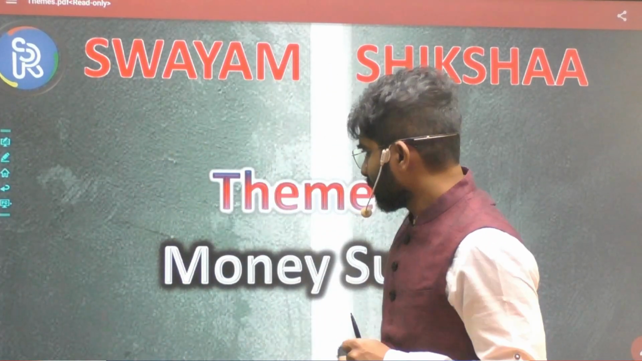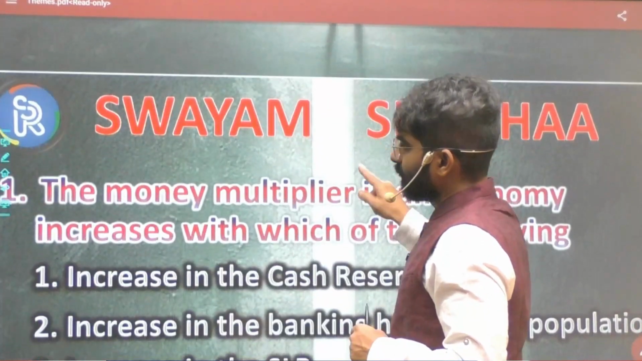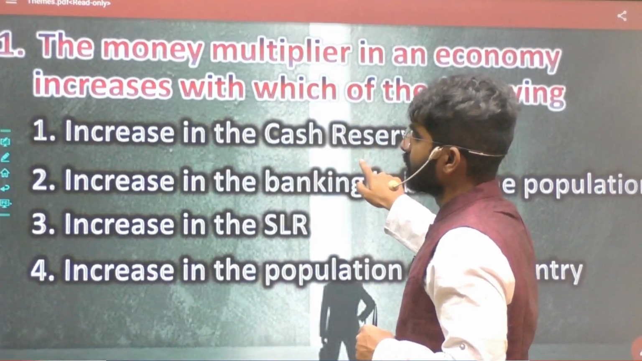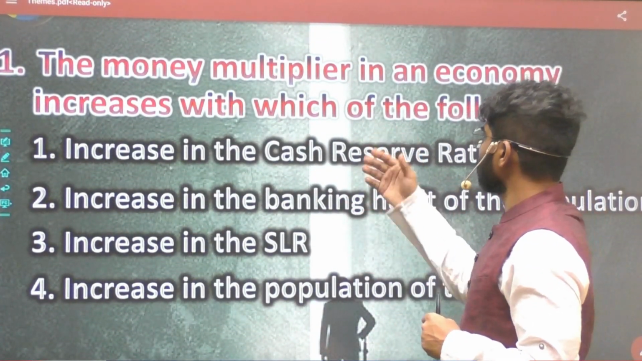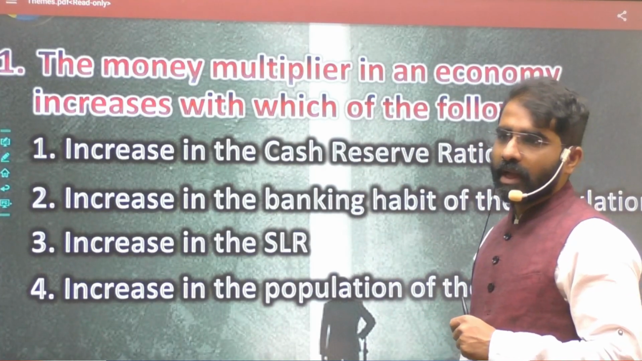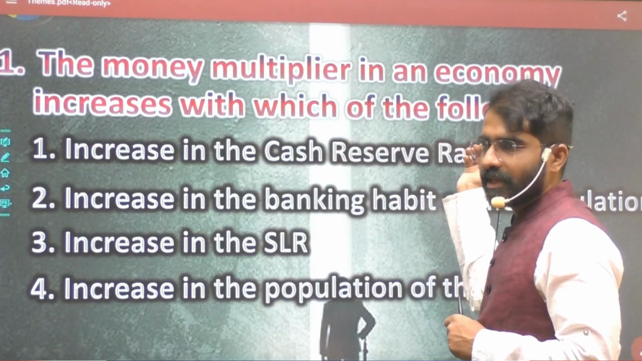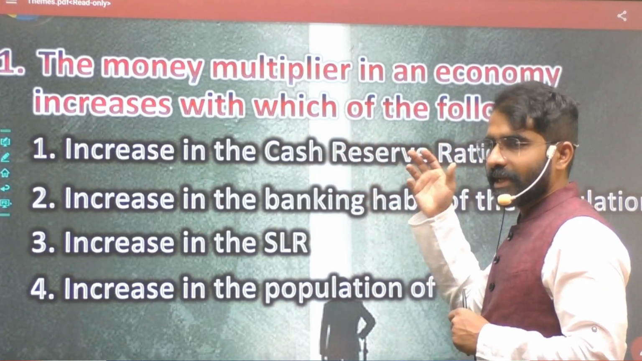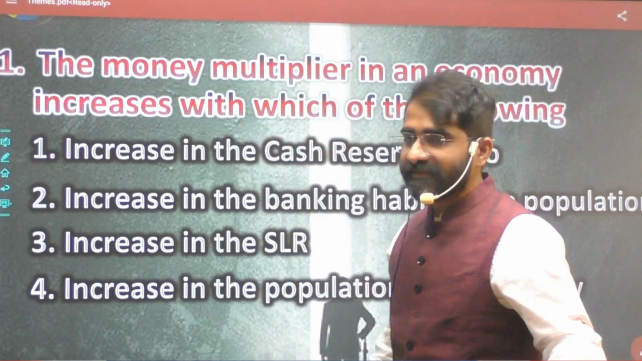Now let's do this. First let me show you a few questions here. The first question was asked earlier in UPSC: the money multiplier in an economy increases with which of the following? And he has given some options: increase in CRR, increase in banking habit, increase in SLR, increase in population, etc.